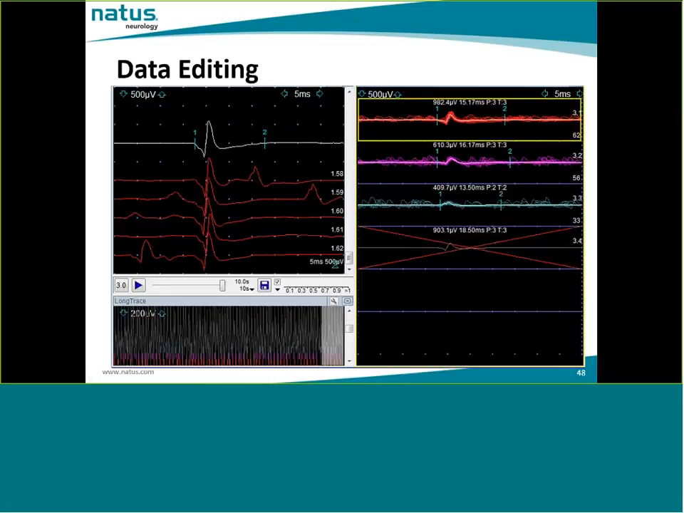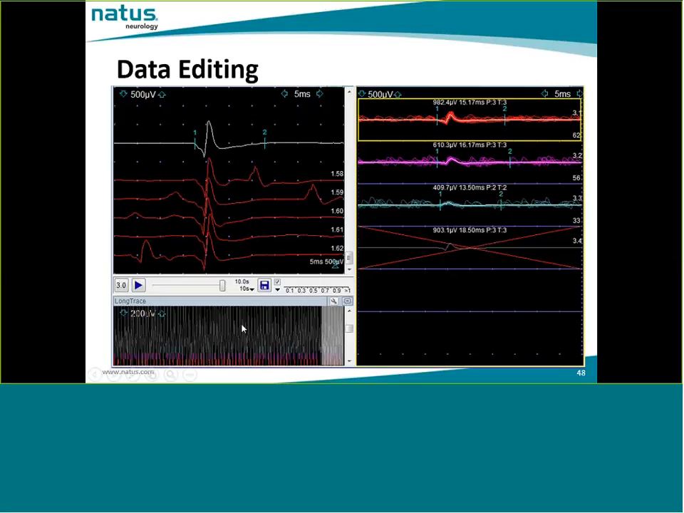Here is another system. We can see there were 4 different motor unit potential waveforms. The 4th one was rejected by the user for some reason. Here is the red motor unit potential that we are looking at for editing. Here is the averaged waveform. Here are the individual discharges. And at the bottom, you can also see the firing pattern of the potential.